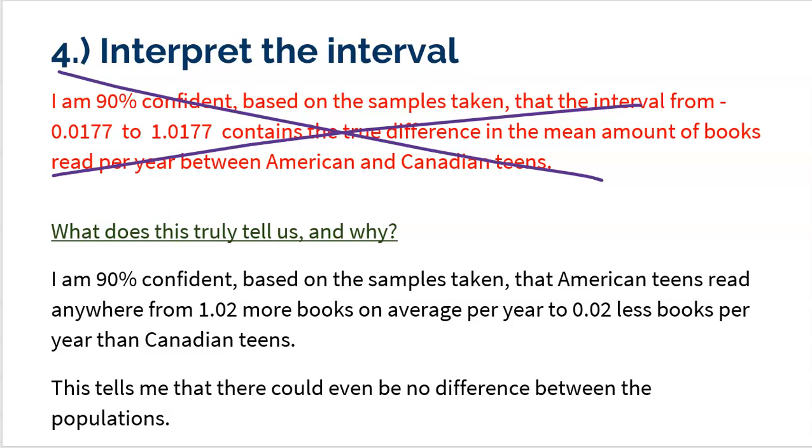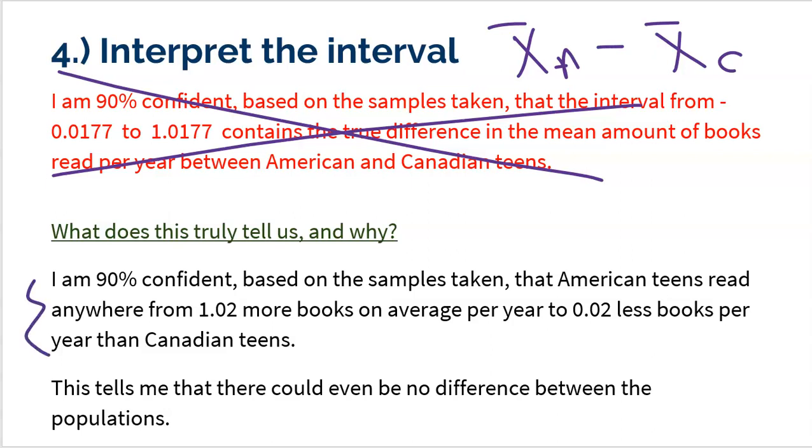So let's use these same numbers from my interval, but let's do it in a much more common sense way. The first thing I noticed is that one number was negative and one number was positive. Remember, I specifically subtracted the American value minus the Canadian value. So a negative would tell me that the Canadians read more books on average. The positive would tell me that Americans read more books on average. So a much better conclusion is this.